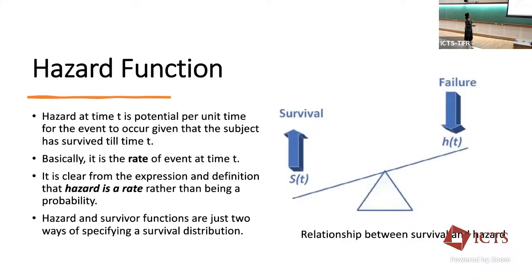The hazard function and the survival function, like I said, are two different sides of the same coin. Hazard at time t is the potential per unit time for the event to occur, given that the subject has survived till time t. Basically, it's the rate of events at time t. It is clear from the expression and definition that hazard is a rate rather than a probability. Hazard and survival function are just two ways of specifying a survival distribution. Either you use the survivor function for survival, or for the failure you use the hazard function. So this is the relationship between these two.